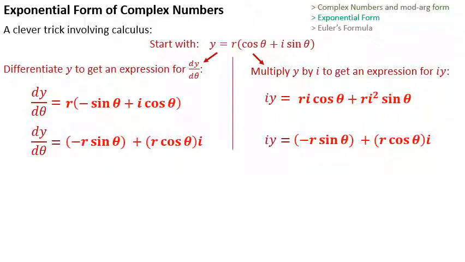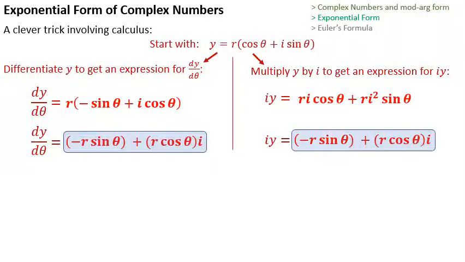That in itself should be a little weird, but it gets better. What we're going to do next is take these two terms, which are the same. We recognize that they're equal, and if the right-hand sides of those two equations are equal, then it must mean the left-hand sides are equal. So we can write this, dy by d theta equals iy.